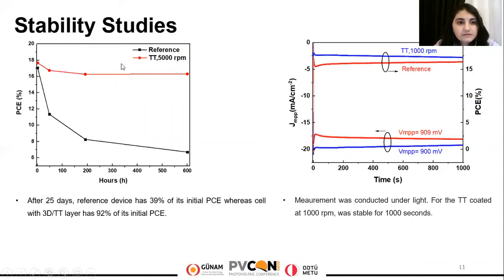We kept these devices under dark at 15% humidity. On the other hand, we conducted another stability study with TT at 1000 RPM. This time, TT stayed stable for 1000 seconds under light. Also, we will repeat the experiment in the glovebox with 1000 RPM too.